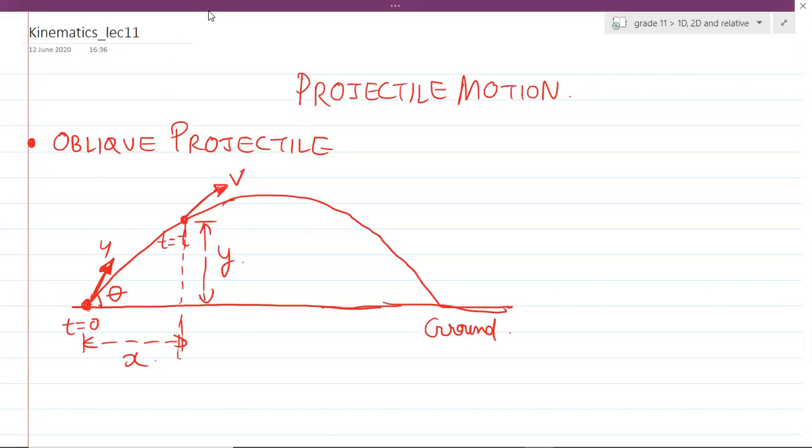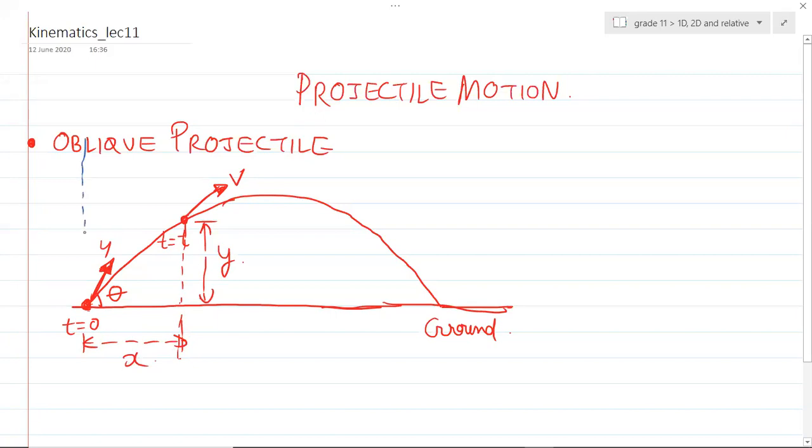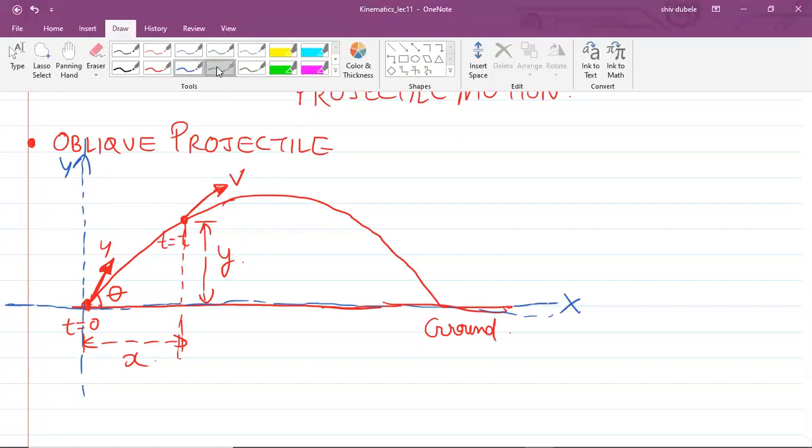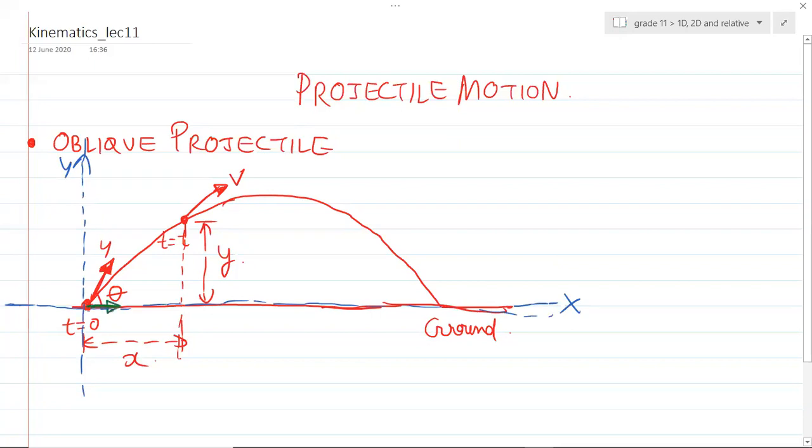And I have chosen the frame of reference like this. If this was your y-axis and this was your x-axis, the x-axis was along the horizontal, whereas the y-axis was along the vertical. Is this clear? And then what did you do? You resolved this velocity into components. You resolve the initial velocity into u cos theta and u sin theta, right? Always remember the one which is having the theta is basically the cos component, and the one which is left out is the sine component.